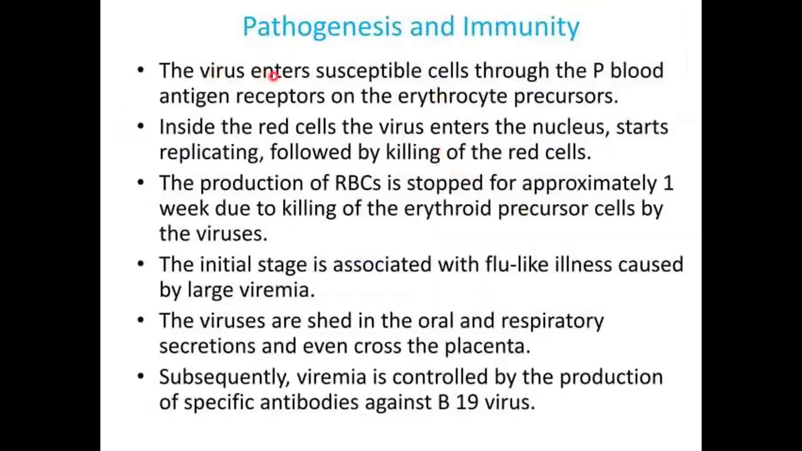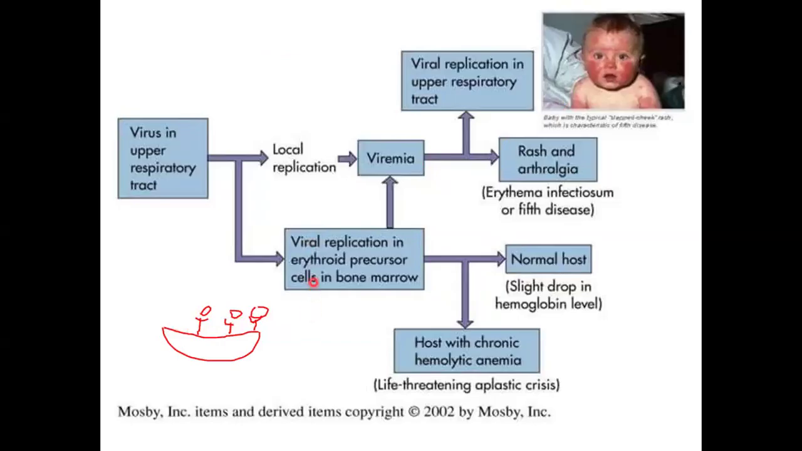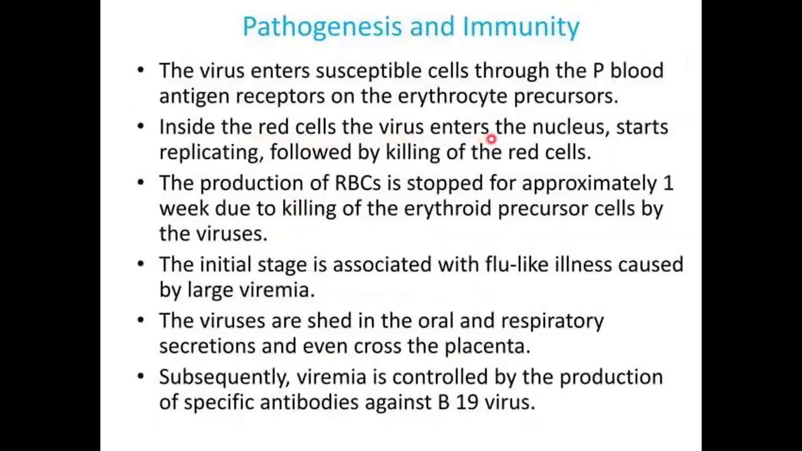Then the pathogenesis: the virus enters susceptible cells through the P blood antigen receptors on the erythrocyte precursors, as I had drawn here. Inside the red cells, the virus enters the nucleus, starts replicating, followed by killing the red cell. Once it enters the nucleus, replication starts occurring, so many viral copies are made. Finally, there'll be apoptosis of the cell. Viremia happens because the virus will now start entering the blood.